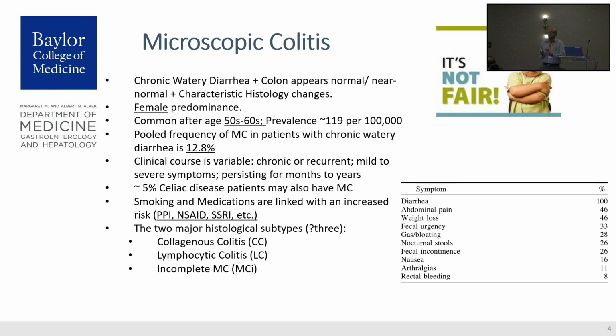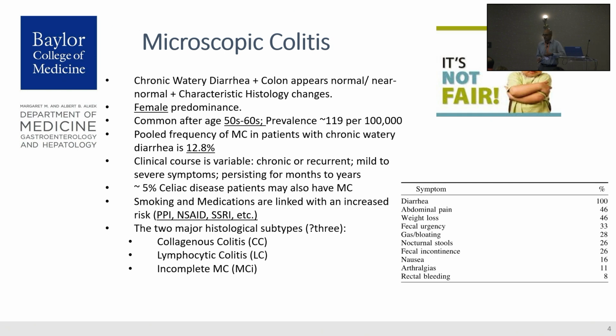And there is a 5% overlap between microscopic colitis and celiac disease. So if you have a microscopic colitis patient and you're treating it appropriately, and they are not responding, look for celiac disease. There are two major subtypes. One is collagenous colitis, and the other one is lymphocytic colitis.